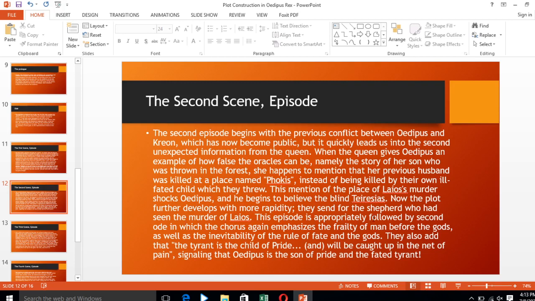This episode is appropriately followed by the second ode, in which the chorus again emphasizes the frailty of man before the gods, as well as the inevitability of the rule of fate and the gods. They also add that the tyrant is the child of pride and will be caught up in the net of pain, signaling that Oedipus is the son of pride and the fated tyrant.